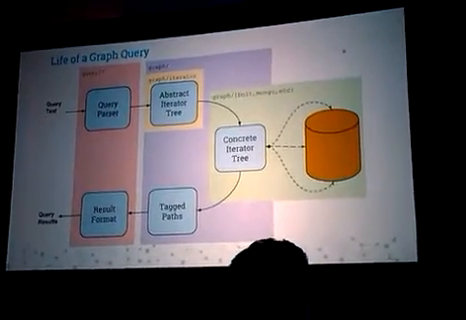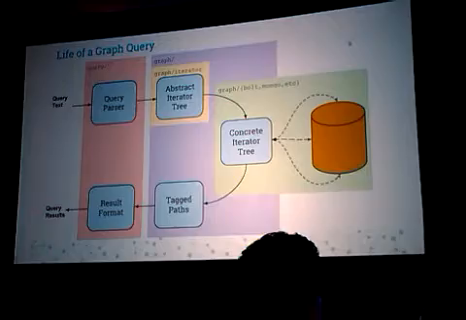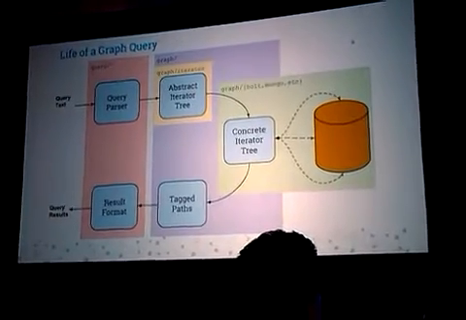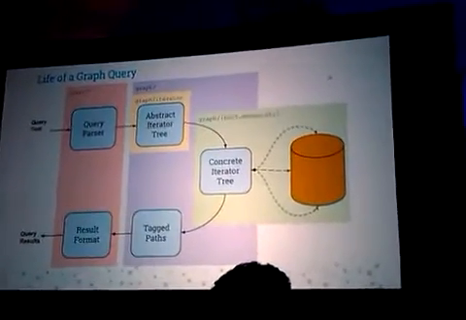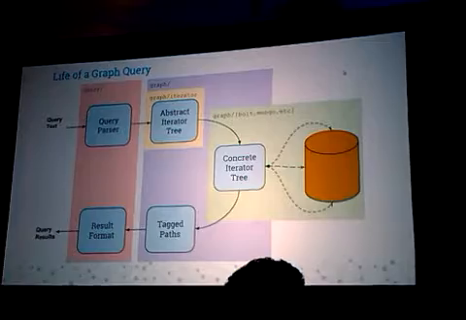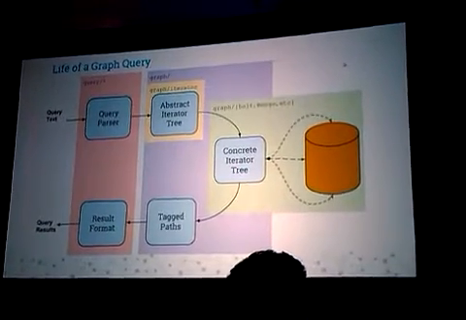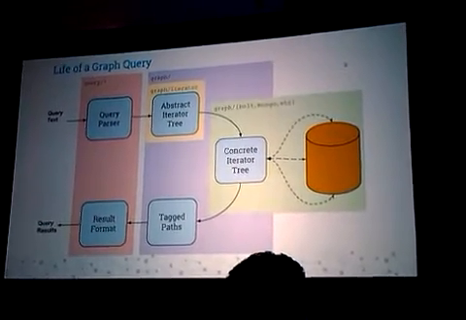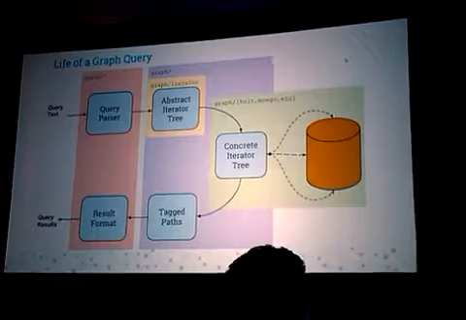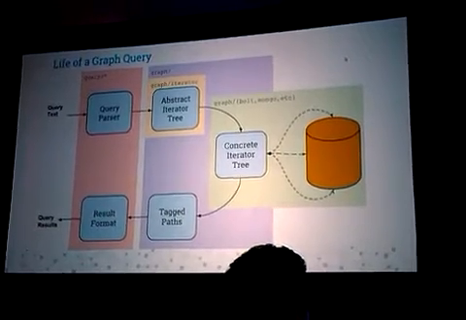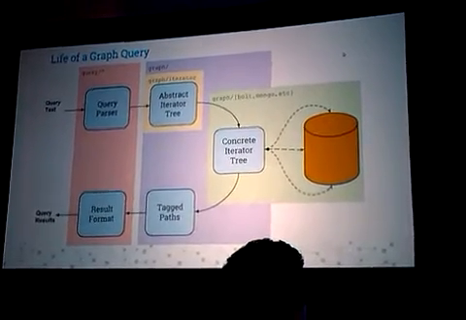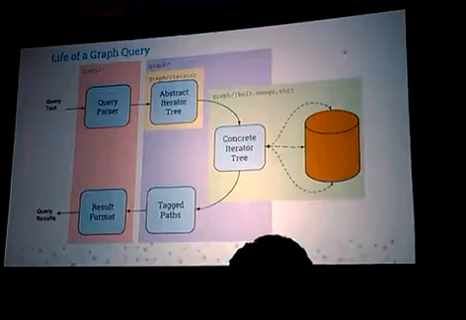This is how we go from query text, parse it, abstract syntax tree, iterator trees, backends, tag paths, result formats, so the results you actually see. And I'm going to talk through this for our time. This is also where the code lives. If you're really into Cayley, you want to check out more about how the architecture works. Those folders are actually quite accurate.